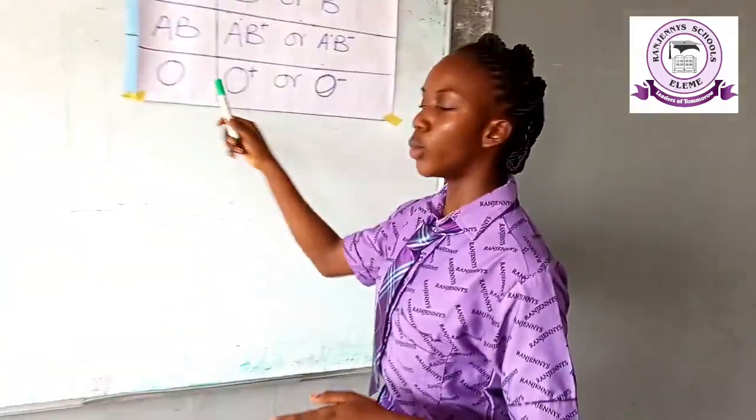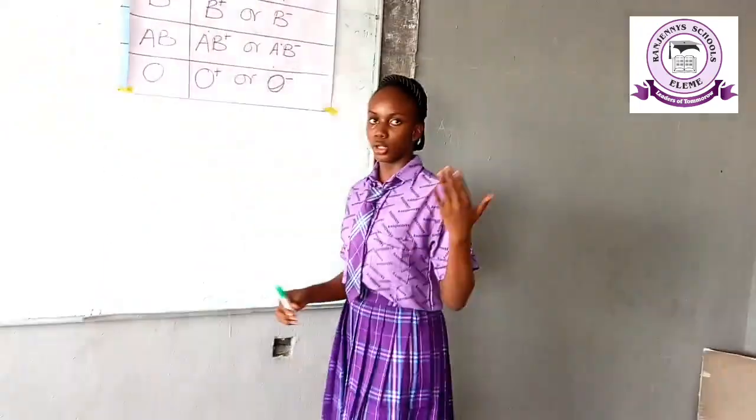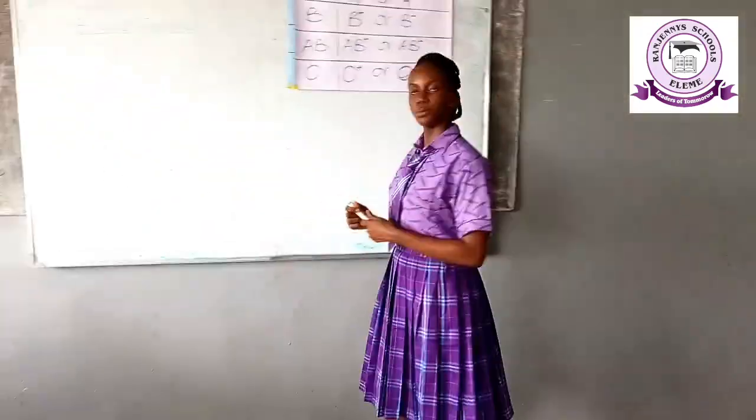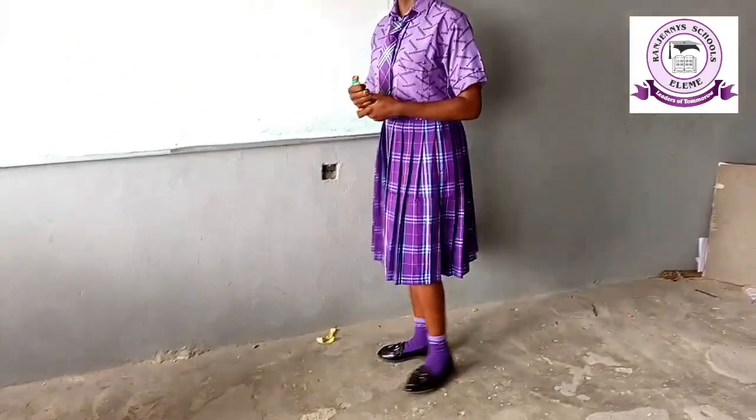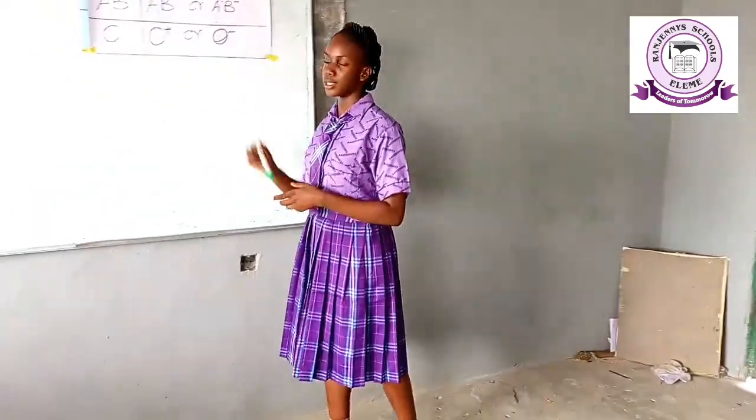And people with blood group O can be O positive or O negative. Those with the rhesus factor are said to be blood group O positive, and those without the rhesus factor are said to be O negative.